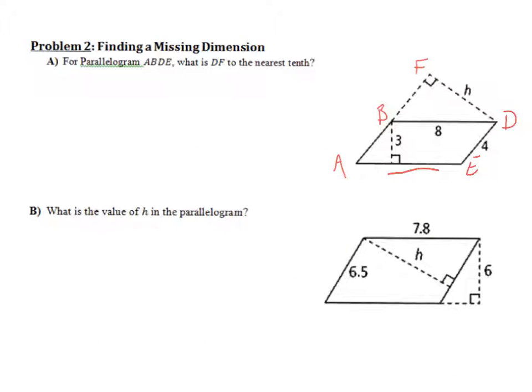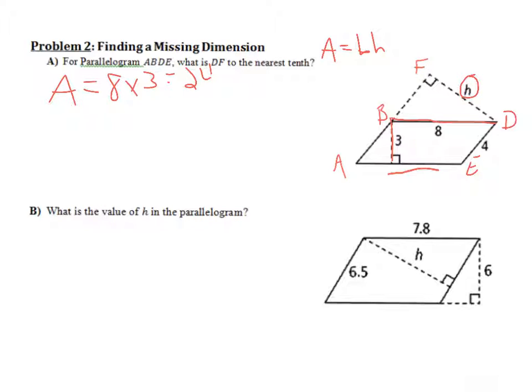For our next example, we've got parallelogram ABDE, and we want to know the length of DF to the nearest tenth. So we're going to be looking to solve for h. Now how we're going to do this is we're going to use that formula that A is equal to base times height, because I can find the area of this parallelogram. I've got a base of 8 and a height of 3. So my area would be 8 times 3, which is 24.